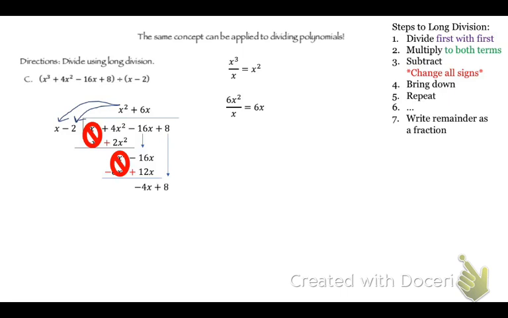And then we're going to divide again. So negative 4x divided by x is negative 4. Negative 4 times x is negative 4x. Negative 4 times negative 2 is positive 8. Subtract, change those signs. They both cancel, so we don't have a remainder, and that is our answer.